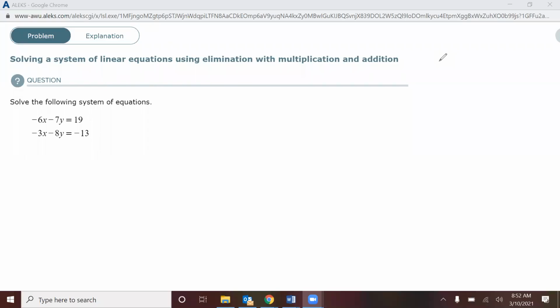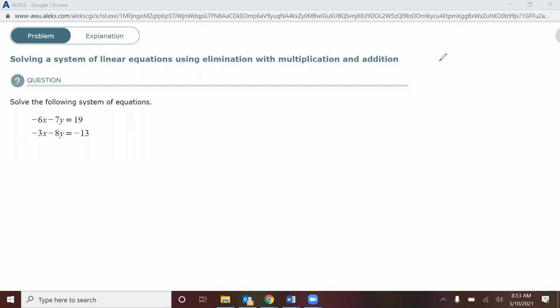This time, if we add the equations right away, we won't get rid of the x's or the y's. So we need to do a little more work on this one. We notice that if we multiply -3x by 2, it will perfectly match up with the -6x. They'll be the same thing. However, I don't want them to be the same sign. I want them to be opposite sign so that when I add them, they add up to 0.